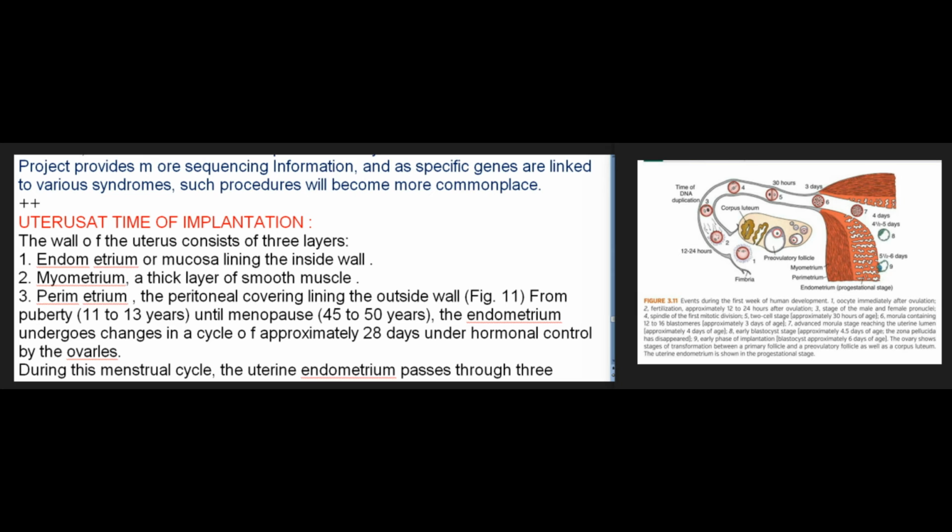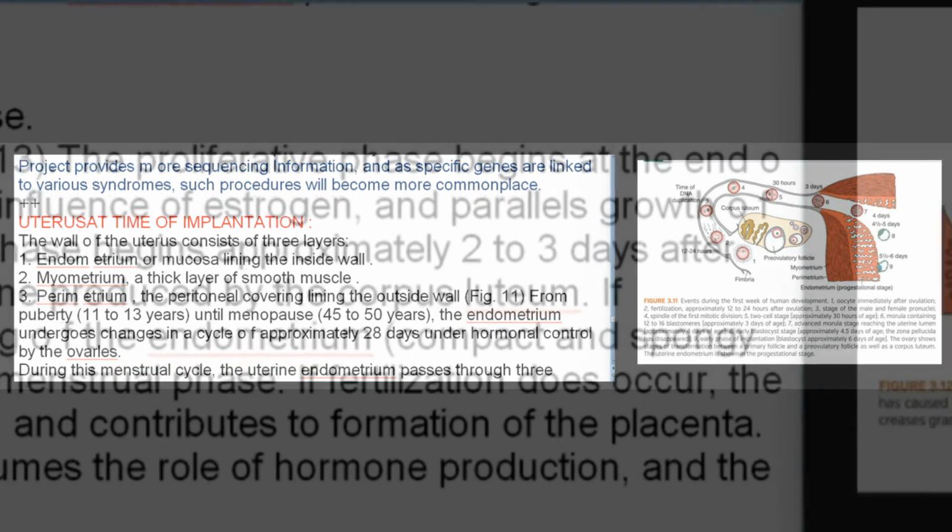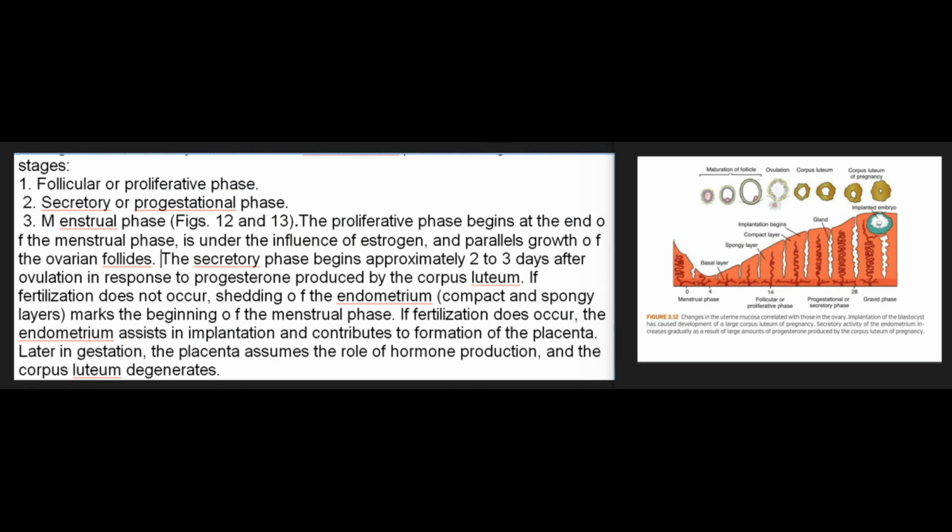Fig. 11. From puberty, 11 to 13 years, until menopause, 45 to 50 years, the endometrium undergoes changes in a cycle of approximately 28 days under hormonal control by the ovaries. During this menstrual cycle, the uterine endometrium passes through 3 stages: 1, follicular or proliferative phase; 2, secretory or progestational phase; 3, menstrual phase. Figs. 12 and 13.